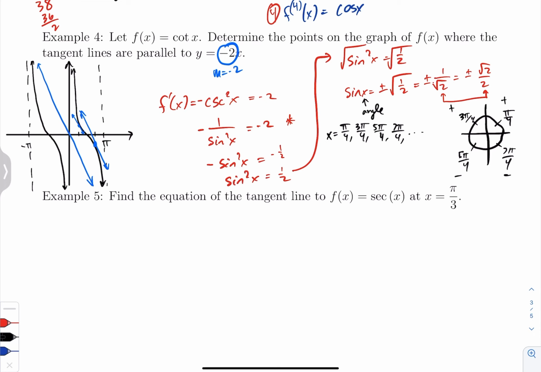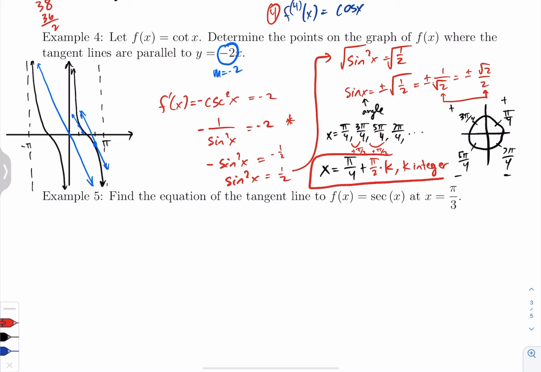But I don't want to be here for the rest of time listing out these values. So what we do is we can write a general solution here. So what I'm going to say is x is equal to pi over 4 plus the distance in between these values is 2 pi over 4 or pi over 2, right? Each time I'm adding pi over 2. So what I can say is x is equal to pi over 4 plus pi over 2 times k for any k integer.